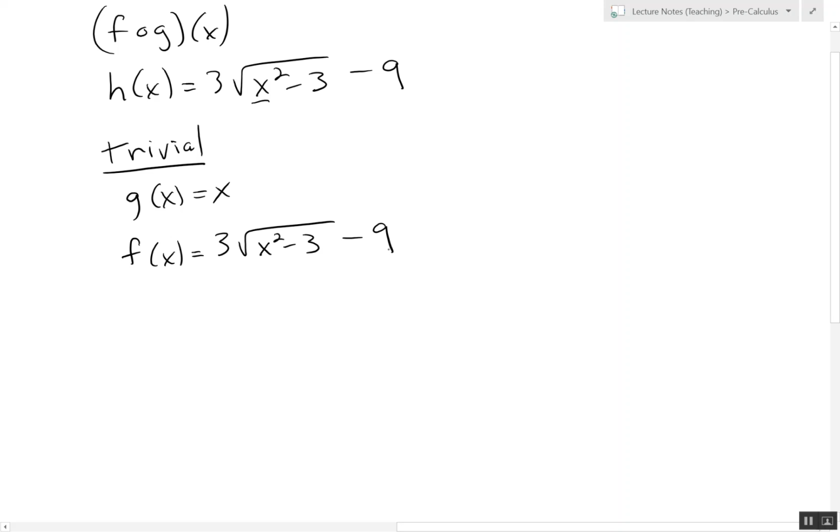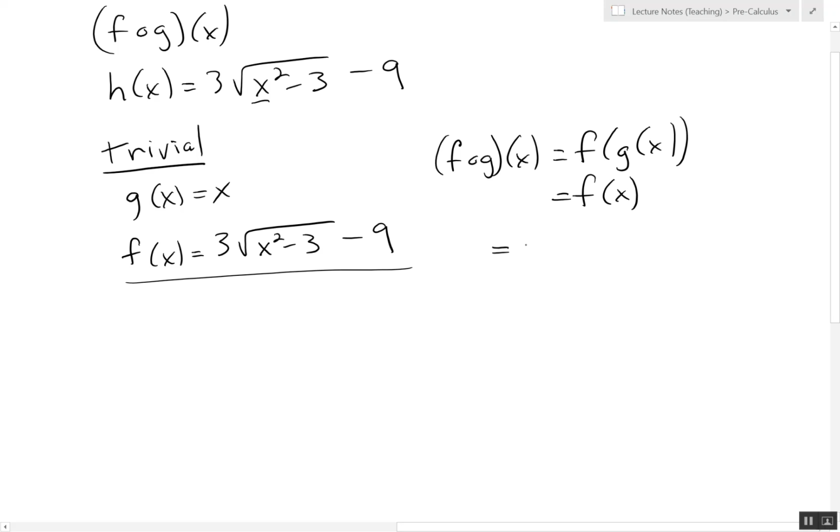Minus 9. And so let's check and see if this is actually correct. If we look at f circle g of x, well, this is going to be f evaluated at g of x. And g of x is just x, so this is going to be just the function f of x, which we have defined here. So this is just 3 square root of x cubed, or x squared minus 3, minus 9. And so this is just exactly what h of x is.